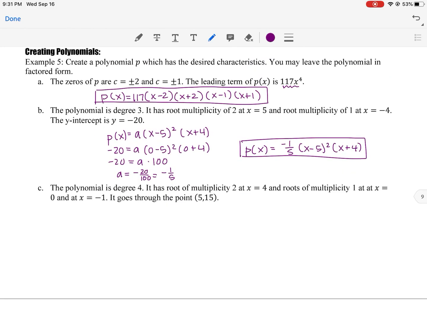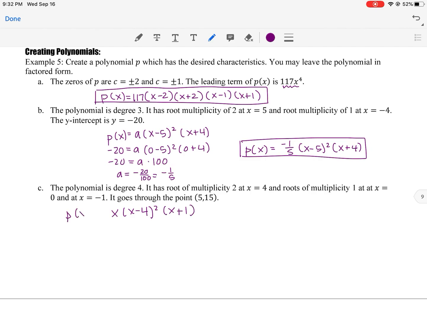Okay, last but not least, we've got a polynomial of degree 4. It has root multiplicity 2 at x equals 4, so that means x minus 4 squared. Multiplicity of 1 at x equals 0. You could say x equals 0 is x minus 0, but you don't really need to subtract 0. It's really just x. So a lot of times for something like that, we would just write x out front. And then x equals negative 1 is x plus 1.